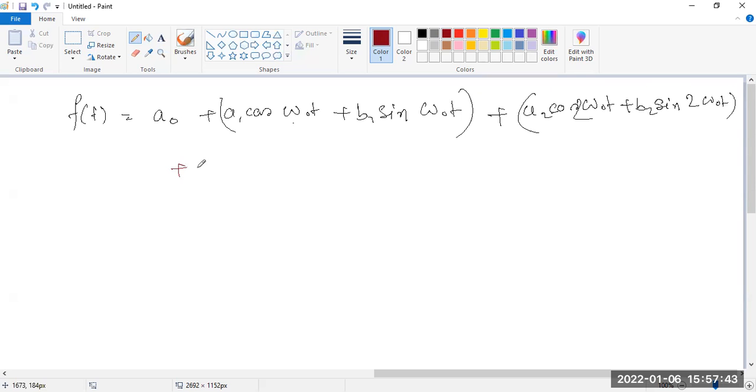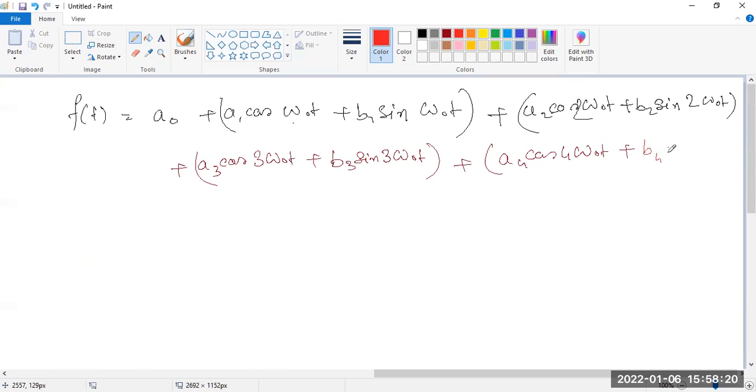Okay, plus a3 cos 3 omega naught t plus b3 sin 3 omega naught t. Okay, plus a4 cos 4 omega naught t plus b4 sin 4 omega naught t.